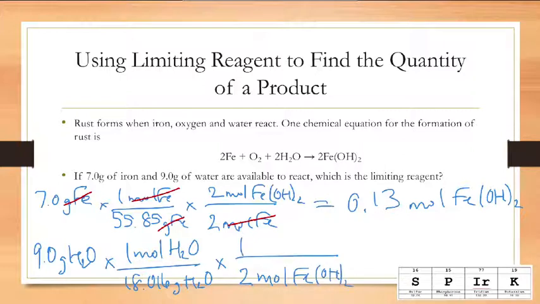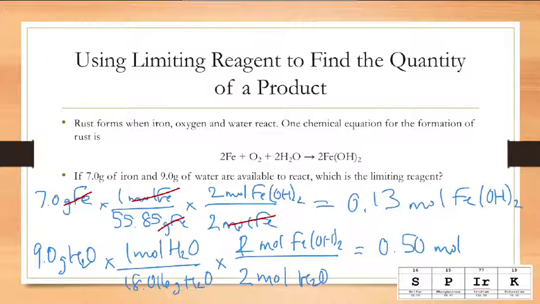Two moles of, oh, I'm sorry. Got a little ahead of myself. That's going to be 2 moles of H2O for every 2 moles of Fe(OH)2. So we multiply this through and we get 0.50 moles of Fe(OH)2.